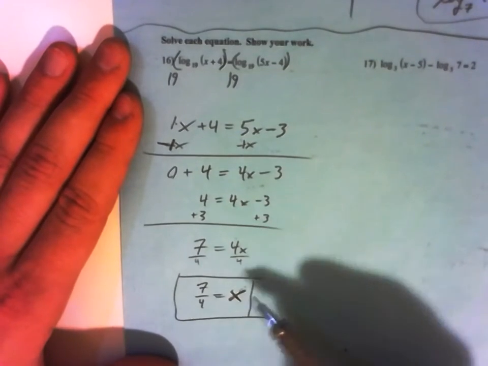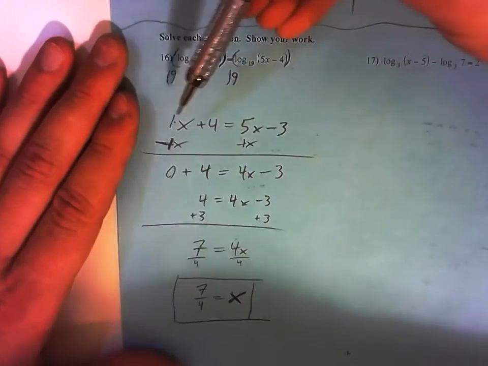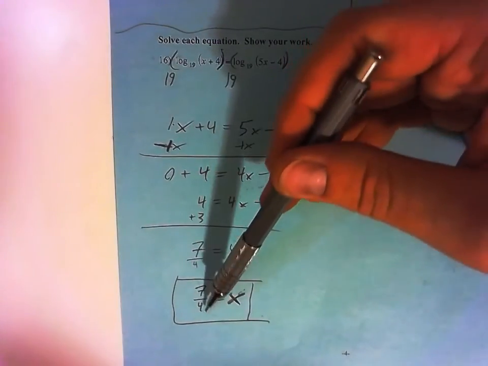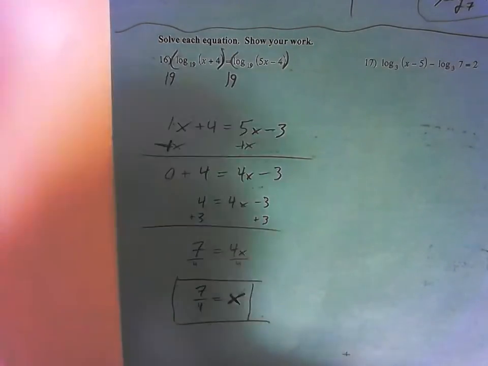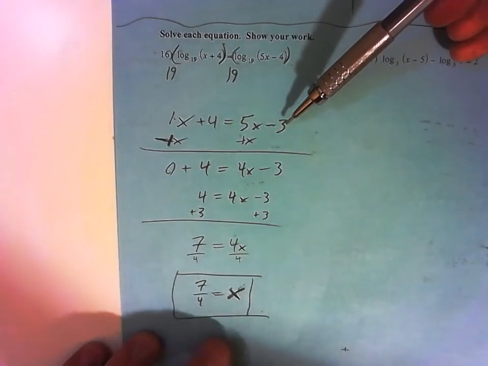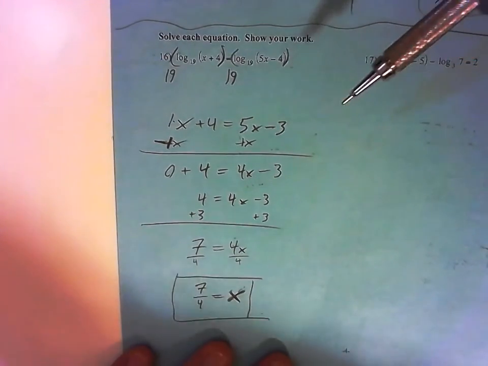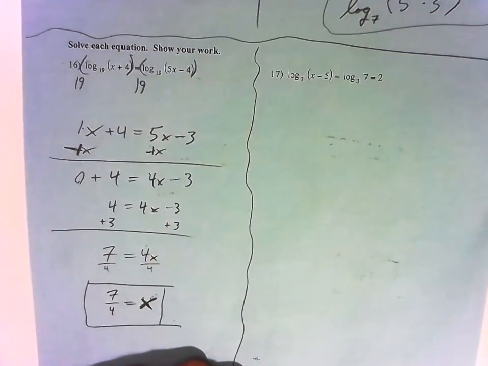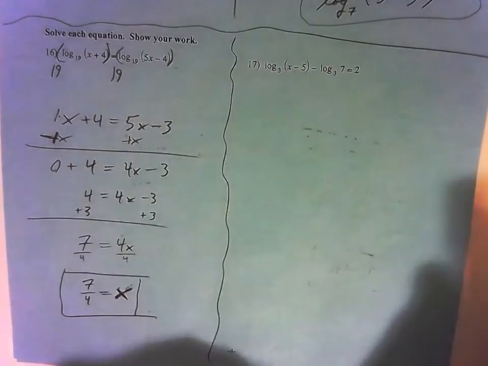Oh, and by the way, to check it real quick, is x plus 4 greater than 0? This thing plus 4 is definitely greater than 0. Or 5 times that minus 3, is that greater than 0? Yeah, definitely greater than 0. So we don't have to worry about it being a no solution trick question.